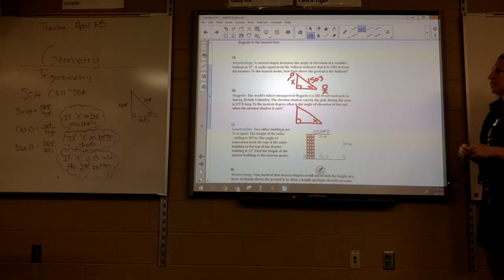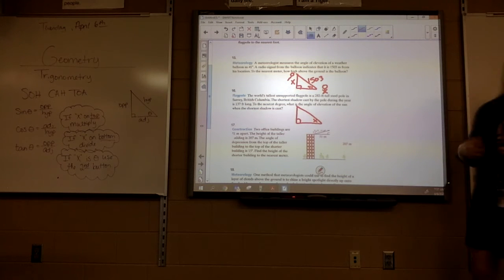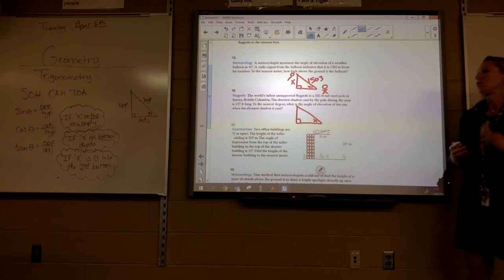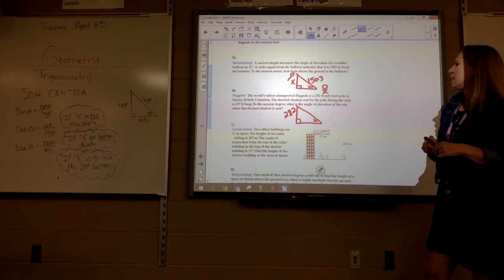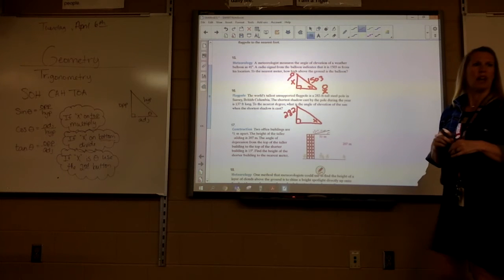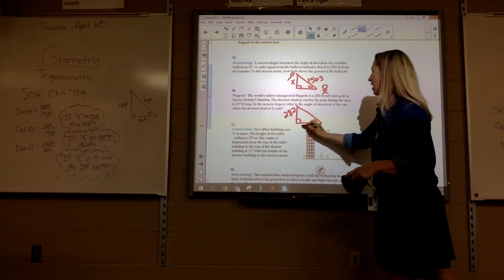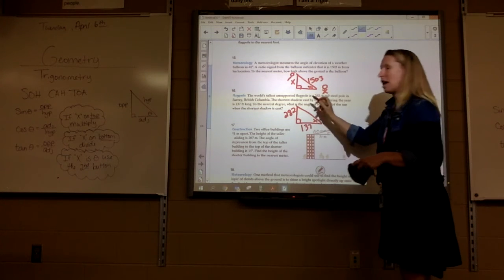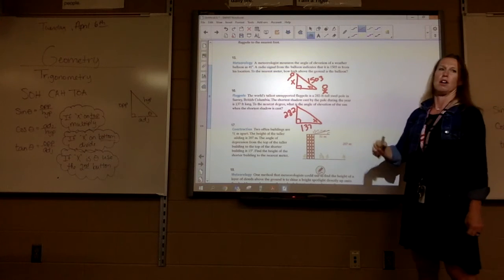So like on 16, it says the world's tallest unsupported flagpole is 282 feet tall. So where would 282 go? The side. And then it says the shortest shadow. Where's a shadow? If you ever see your shadow, where's the shadow? On the ground. So my shadow would be down here. It's not the hypotenuse. It's actually on the ground. And then you're going to have to solve.